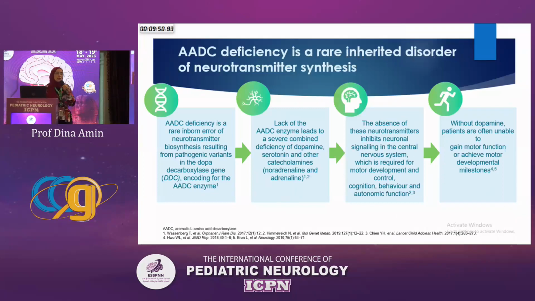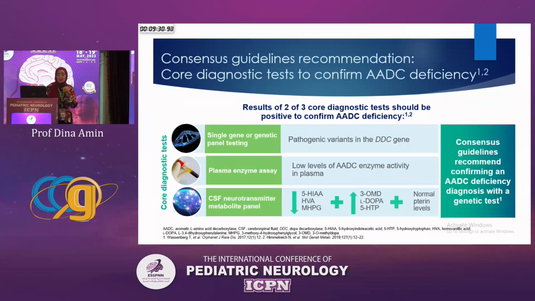Okay, so what is AADC deficiency? This is a rare inherited disorder of neurotransmitter synthesis, and this will result in reduced formation of dopamine and catecholamines. As you all know, catecholamines and dopamine are very essential for motor development and cognitive and behavioral development. So that's why we see all these manifestations, and this is the consensus guideline that we have: at least 2 or 3 core diagnostic tools. The genetic test has to be one of them. We have to have either low plasma enzyme assay level, or we have this CSF criteria, which for the sake of time we will not go through the details.